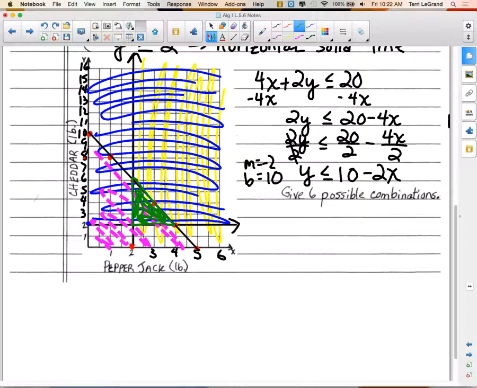And then I'm going to leave for you to do for Monday: give 6 possible combinations of cheese that she could buy. Okay?